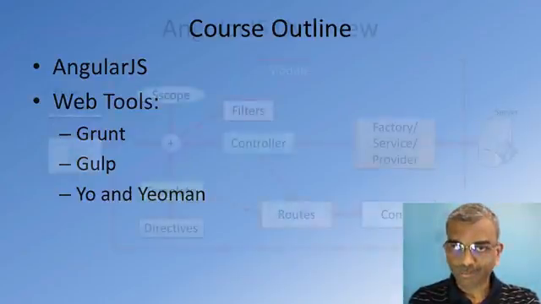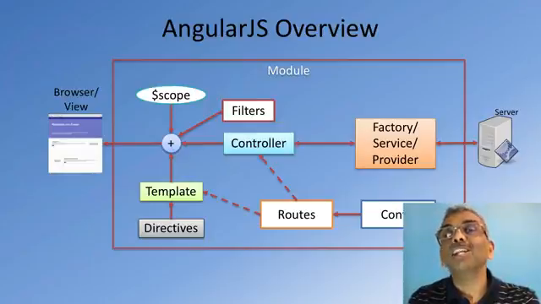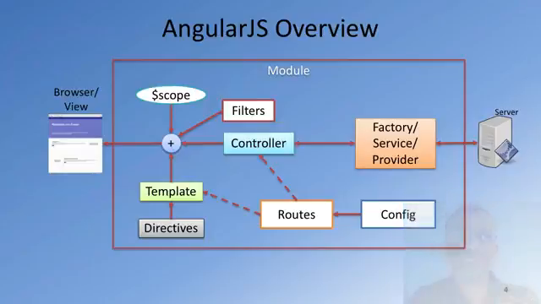and Yeoman. Now, when we return to this picture that I showed you at the beginning of the course, it all starts making a lot more sense to you. You can see how your browser view is constructed using templates, controllers, filters with the scope, and templates using directives. And you also see how the single page application is configured with routes that enable you to navigate to different parts of your single page application.